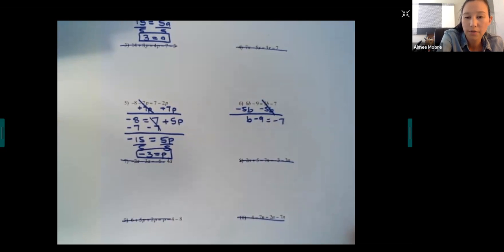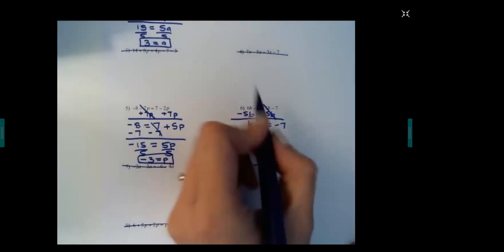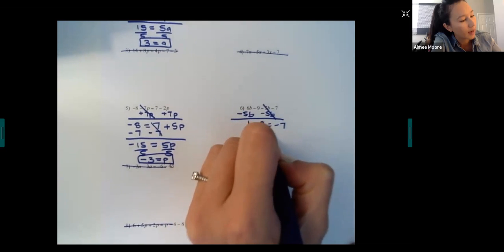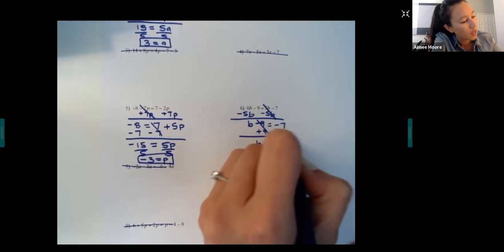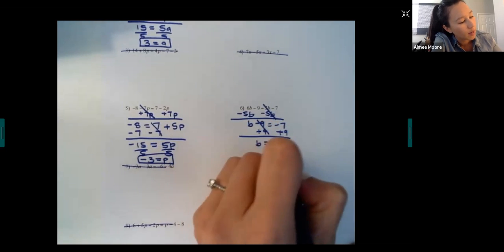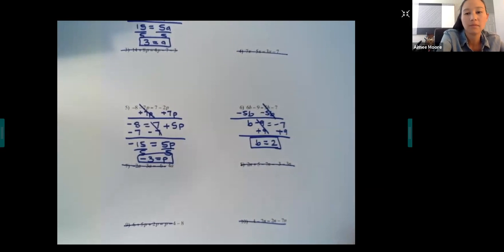Any questions so far? No? Okay, so then we just solve for b by adding 9 to both sides. And b equals 2. Okay, that's it.